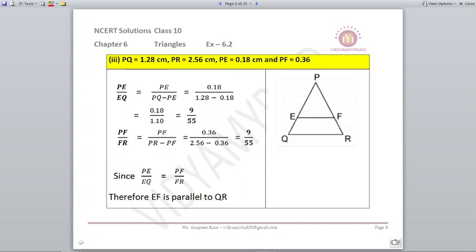So let us find the ratio for PE upon EQ. On solving, it comes out to be 9 upon 55. When I do PF upon FR, again it comes out to be 9 upon 55. That means both the ratios are the same. It means that EF is parallel to QR.